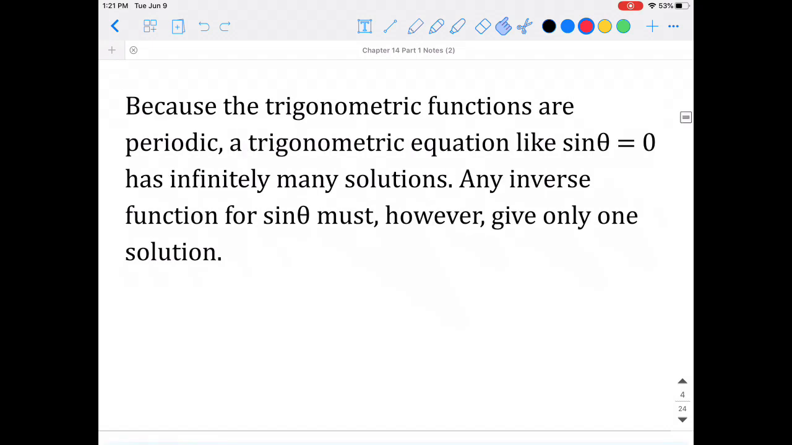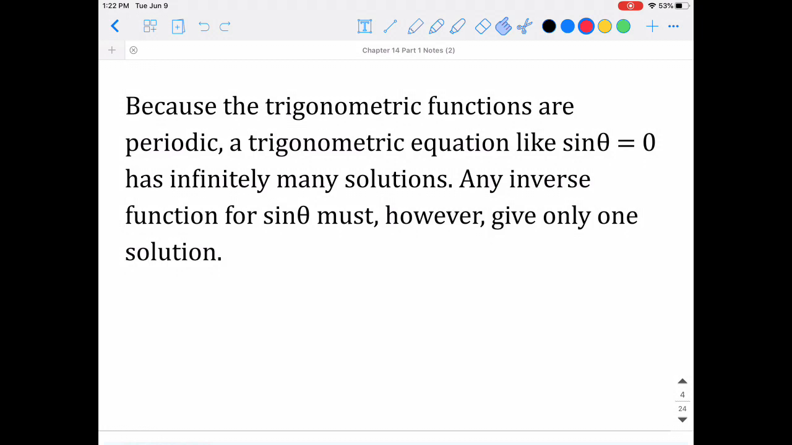Because trig functions are periodic, and remember periodic means that your y values keep repeating based on a pattern, a trig equation like sine of theta equals 0 has infinitely many solutions. If we graph the sine function, there are infinitely many places where it is equal to 0, and we can figure that out by starting with one solution and then adding to figure out a coterminal angle. In this case we would be adding pi for this function.